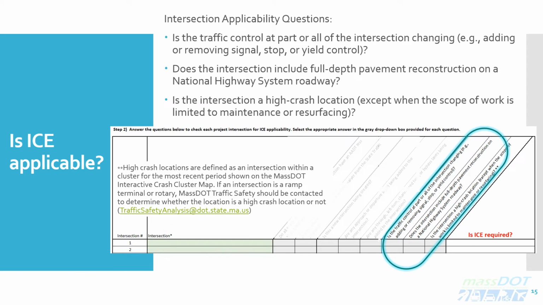High crash locations are defined as an intersection within a cluster for the most recent period shown on the MassDOT Interactive Crash Cluster Map. This map is linked later in this training. If an intersection is a ramp terminal or rotary, contact the MassDOT Traffic Safety Group at the email listed to determine whether the location is a high crash location or not.